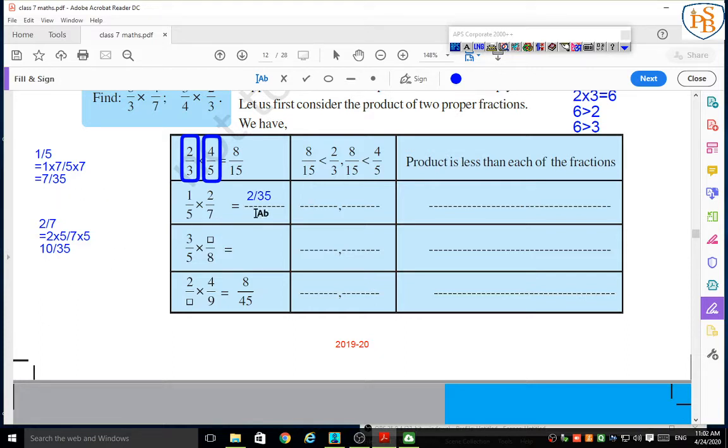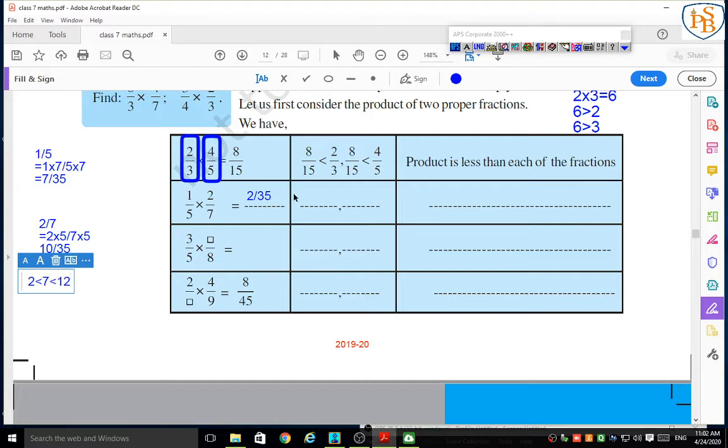Okay, now look at here. In this answer, the denominator is 35. In this there is also 35, and there is also 35 as a denominator. So we can easily find out that whatever the product is that comes here, that is, 2 is less than 7, and this 10 is again less than 10.